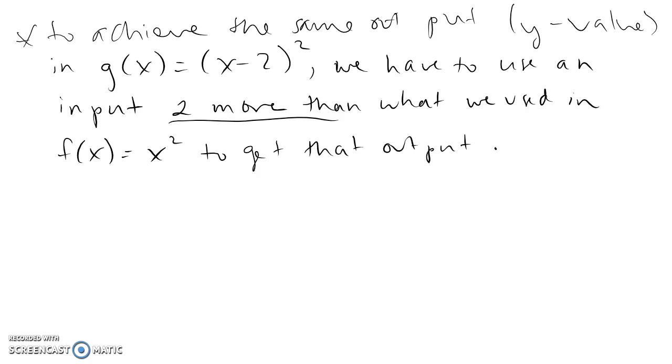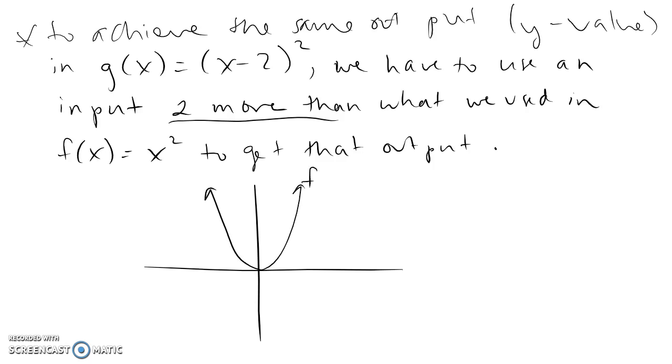So we shift right, because where are input values 2 more? They are to the right. Here's our original f. It goes through 0, 0, 1, 1 for sure, and 2, 4 also, right?